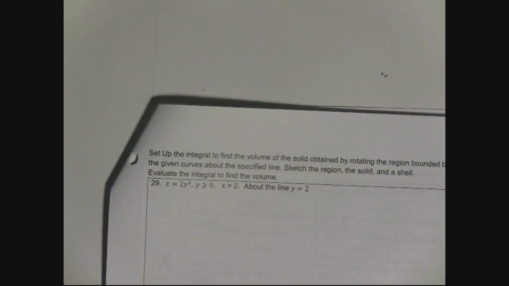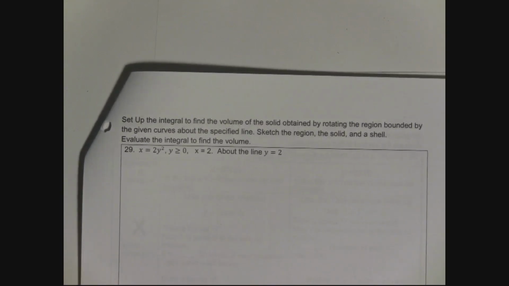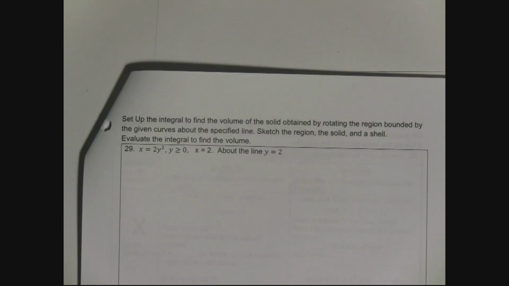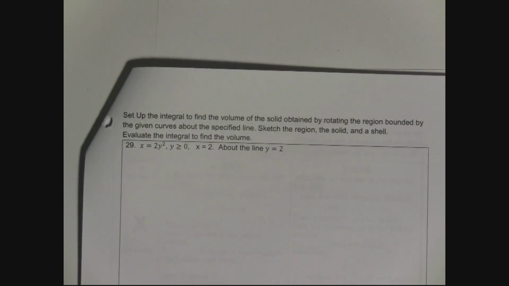Okay, it says, set up the integral to find the volume of the solid obtained by rotating. Again, we're always rotating a region around some specified line. In this case, the line is y equals 2. And so I want to get this graphed. They tell me that when you're picking points, to only pick y's greater than 0. And so I know that that is a parabola on its side. And x equals 2, I know, is a vertical line, right?